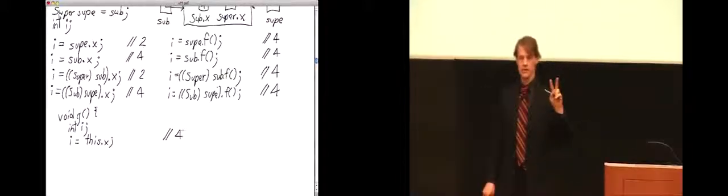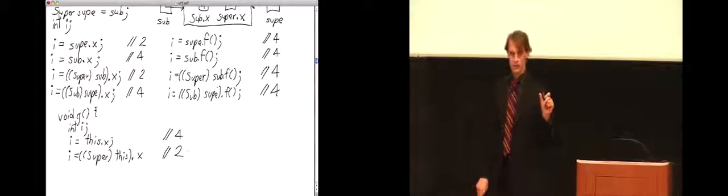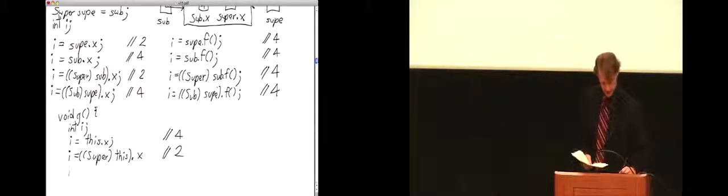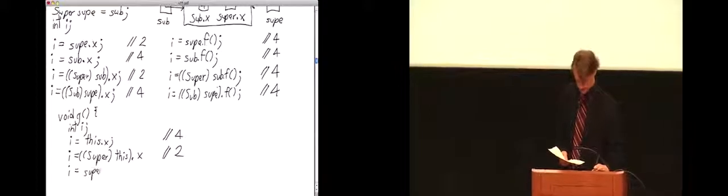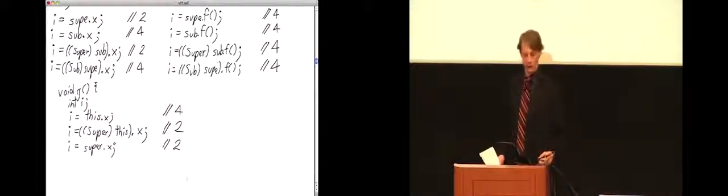But what if I want the superclass x and I don't want the subclass x? There are two ways I could get the superclass x instead. One is I can do a cast as usual. And that'll give me the superclass field. The other thing I can do is I can actually use the super keyword. The static type of super is the superclass. So if I say i equals super.x, that will also give me the superclass value, which is 2. So that's how shadowing works.